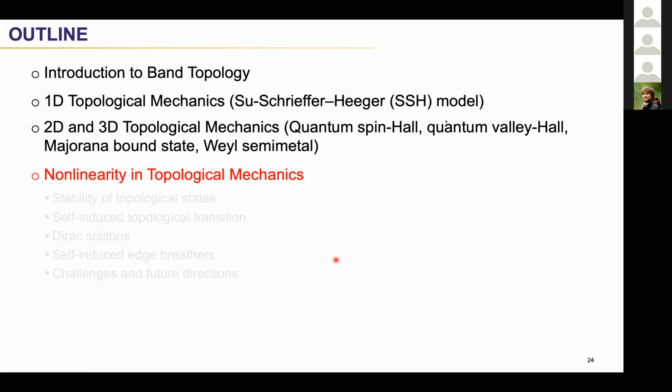So you would have realized by now that topological mechanics depends on linear dynamics. We talk of the dynamical matrix, we talk about eigenvalues, eigenvectors, dispersion curves, and so on. So these are the concepts of linear wave dynamics. Now let me discuss our recent efforts to understand the role of nonlinearity in such systems.